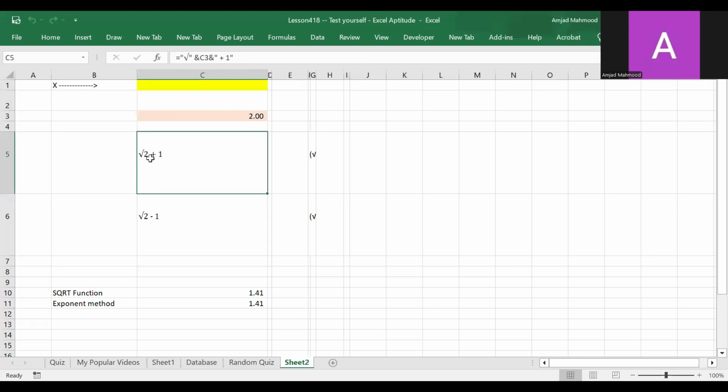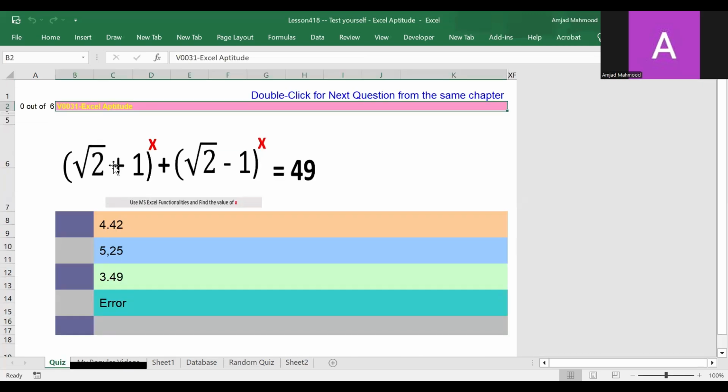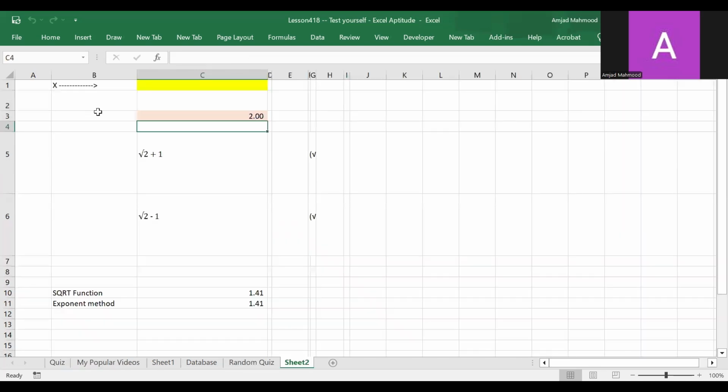The first part is the square root of 2 plus 1. Under root, we put 2 here, so it becomes the square root of 2. If we make it 3, it will become the square root of 3. As you can see, the equation is talking about the square root of 2, plus 1.